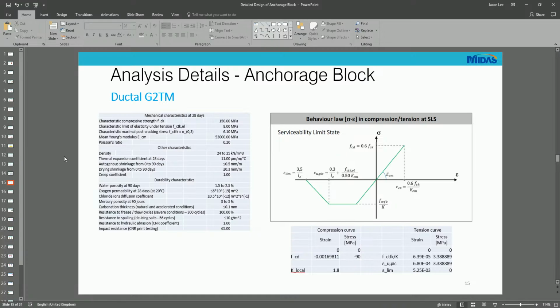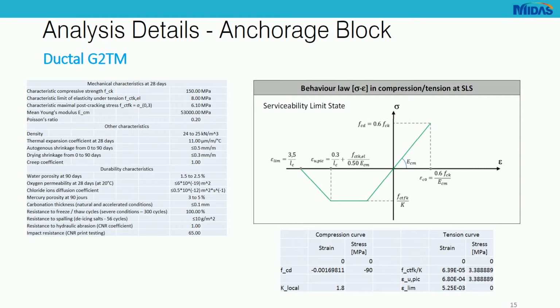Now, going back to the presentation, the ultra-high performance fiber-reinforced concrete properties are those for the Ductal G2. This was again provided by Freyssinet, and this is a concrete that was used in one of their projects. We have here the characteristics of the material. We can see fck 150 megapascal, tension 8 megapascal, and a modulus of elasticity of 53 gigapascal.